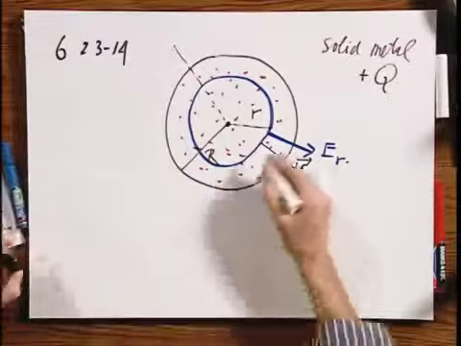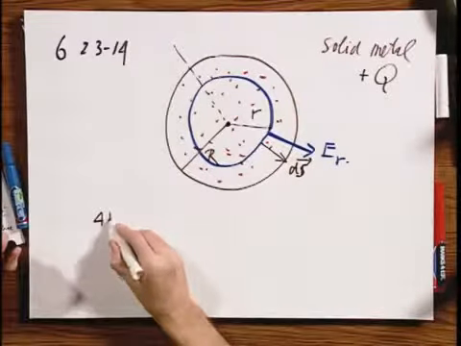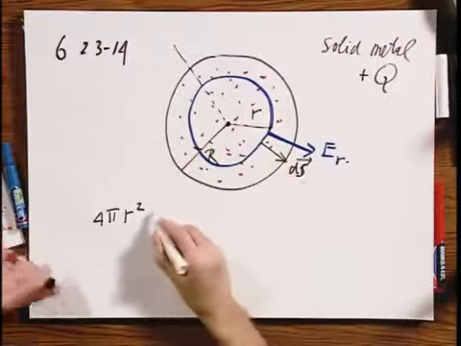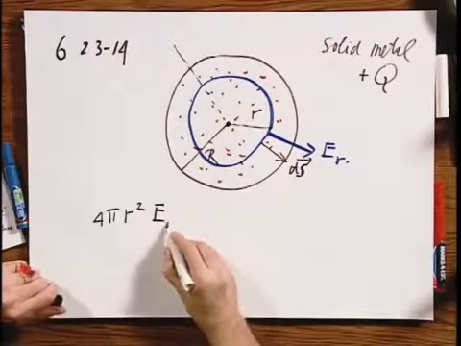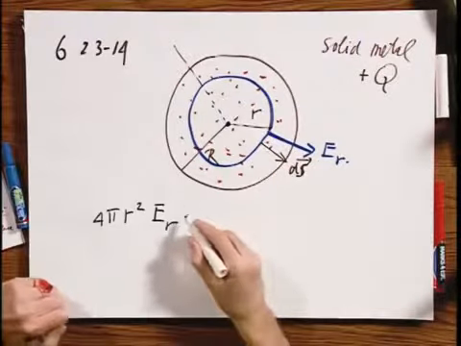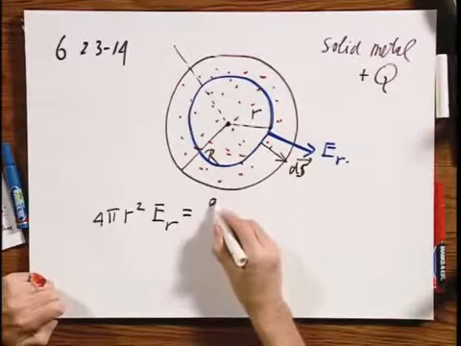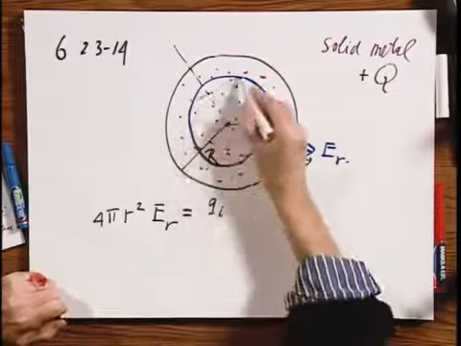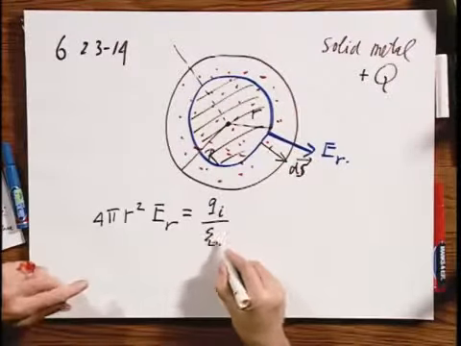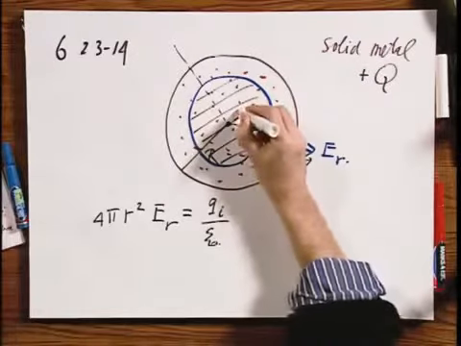So I apply Gauss's law, 4 pi r squared, that's the surface area, times E. Forget the dot, because the cosine of the angle is +1. That now must be the charge inside this sphere divided by epsilon 0. And this charge inside the sphere is not 0.